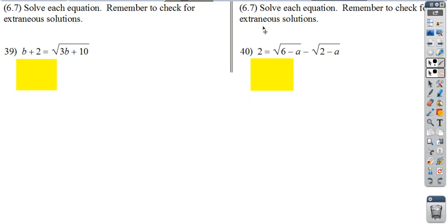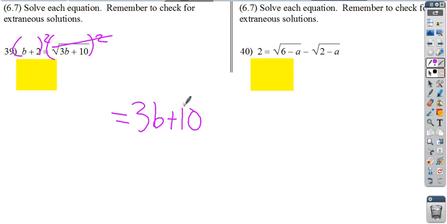Okay, so we'll finish the practice test. These are two more radical equations. Again, we always need to start by isolating the radical, and on number 39 it's already isolated. That means we can square both sides, because that's how you cancel out a square root, by squaring. On the right side, squaring and square rooting cancel, so we're left with 3b plus 10.